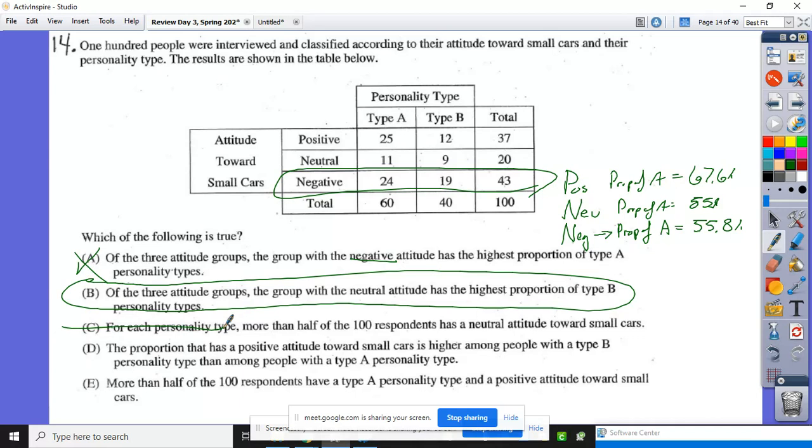I can keep going. These are 2 different. This one says and. Let's just look at E. More than half of the 100 respondents have type A and positive. Type A, positive. Is that more than half? No. So I would have done another conditional for part D to check it, put it into the end.